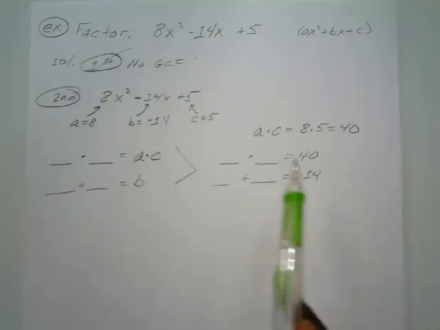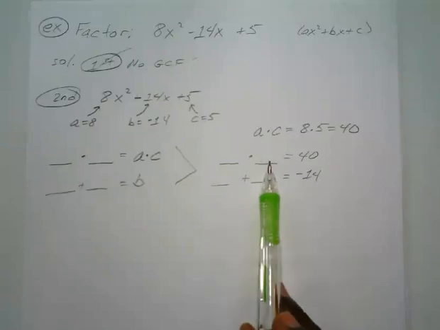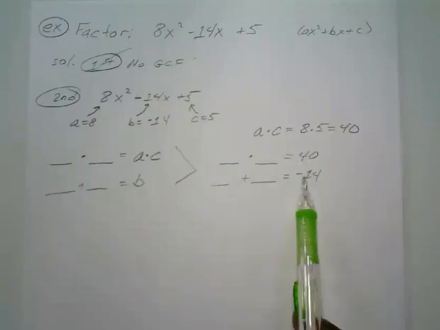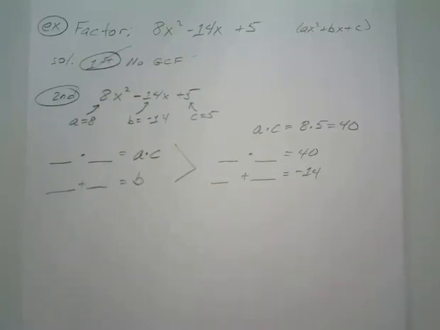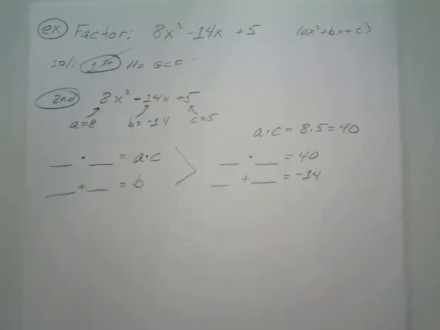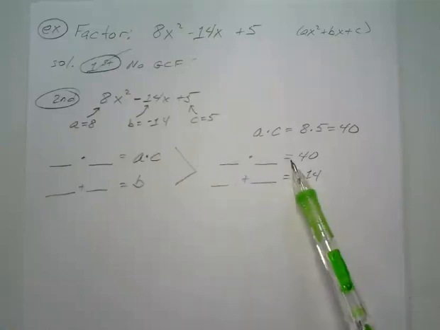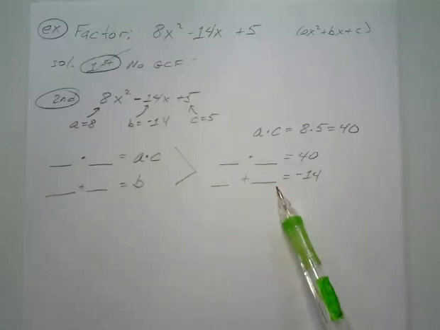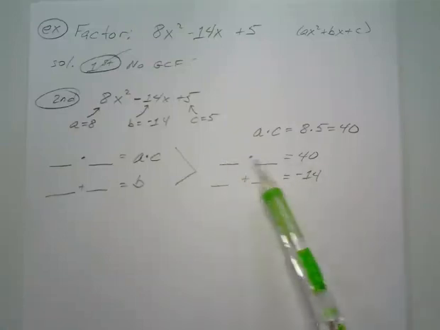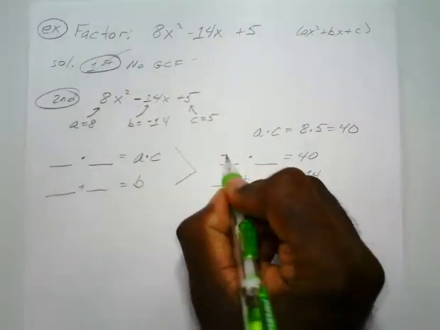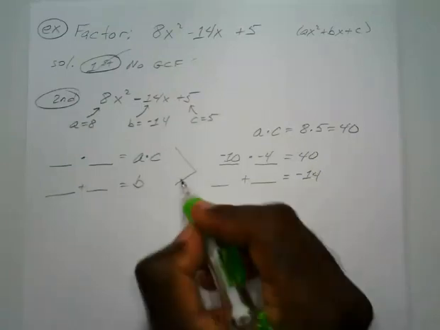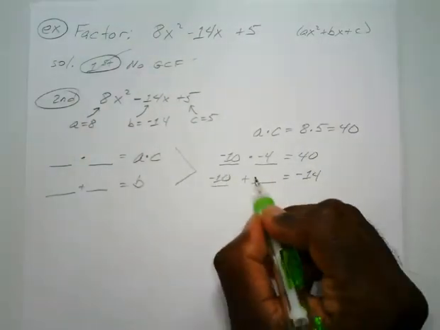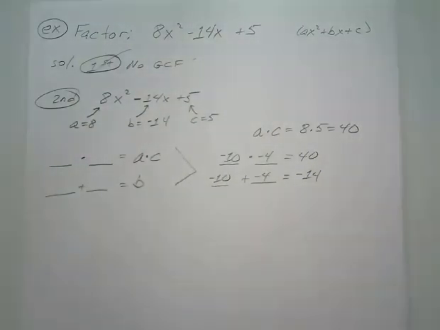We know that when we multiply these two numbers together, it'll be positive, but when we add them, they'll be negative. So these two would have to be negative. 10 times 4 is 40, and 10 plus 4 is 14. If we make both of those negative, you have negative 10 times negative 4 is positive 40, and negative 10 plus negative 4 is negative 14. So we have our two values.